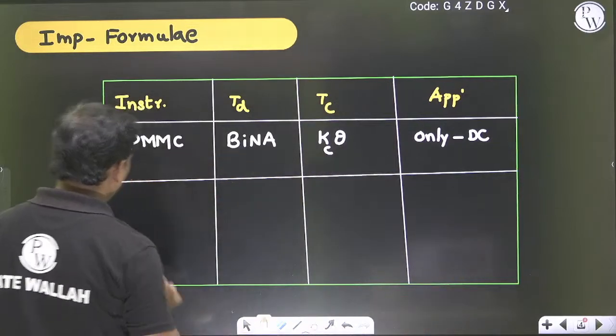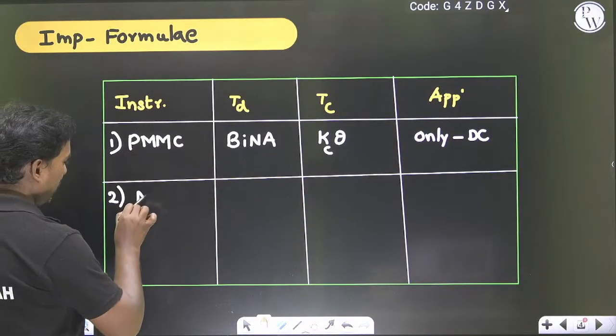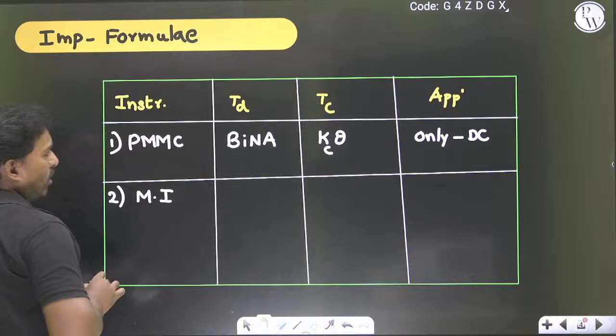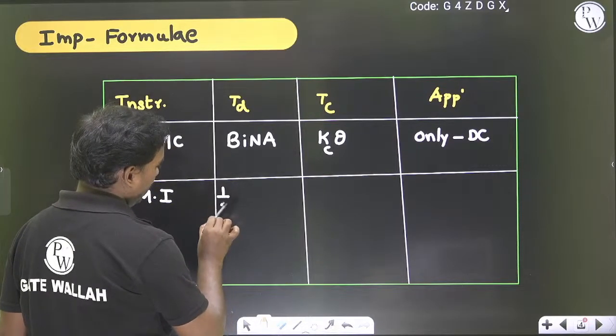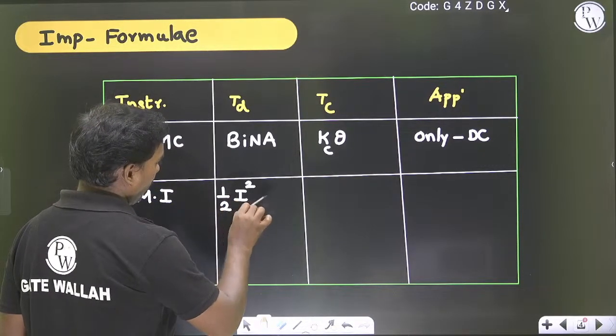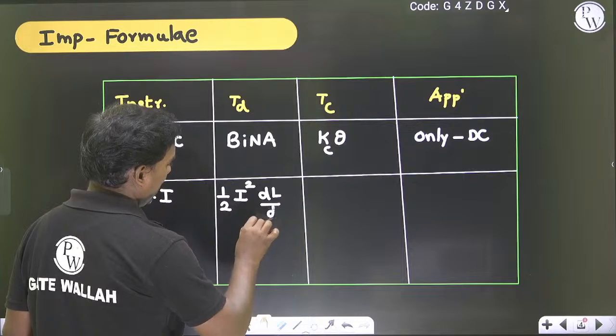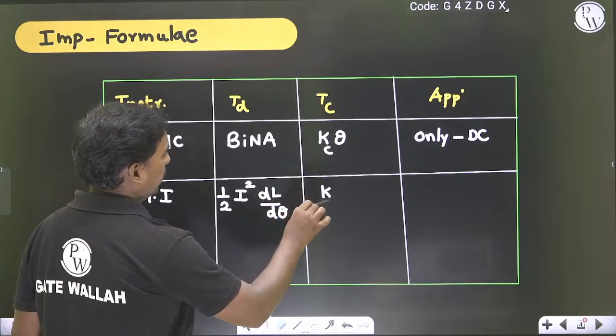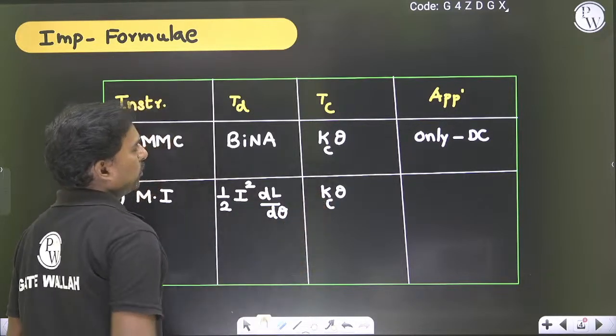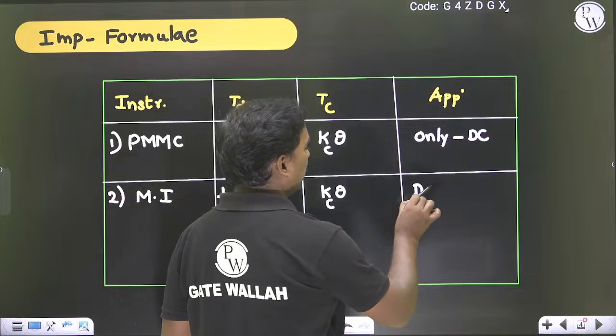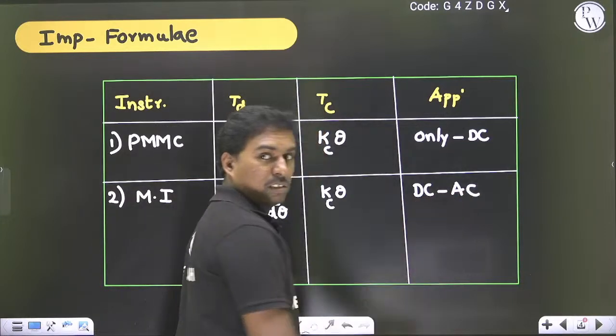Next, the second comes the moving iron instrument. Deflection torque is 1/2 I square dL/d theta. The controlling torque is Kc theta. It is suitable for both DC as well as AC.